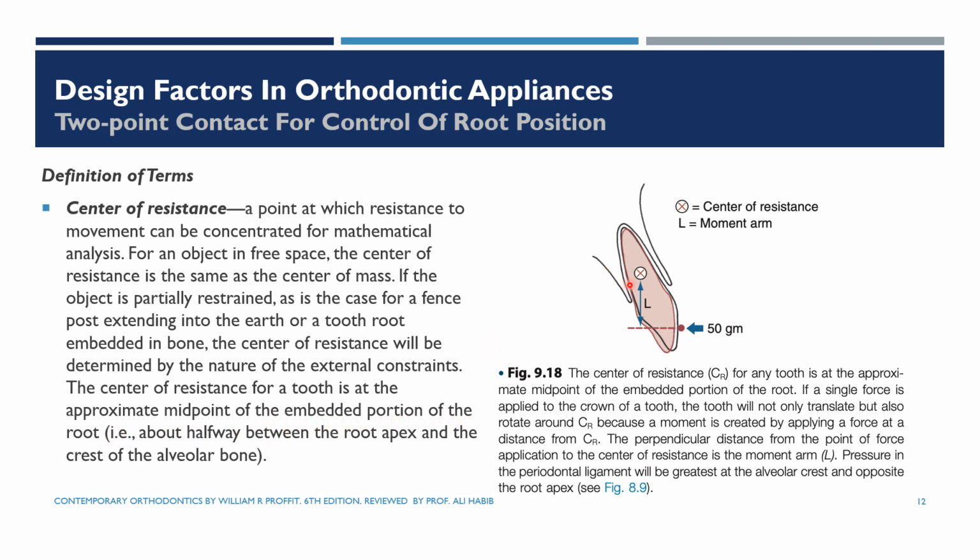So if we have a shorter embedded portion, like in cases with periodontal disease and bone loss, we expect the center of resistance to move more apically. So as I told you, this is our problem. When we apply force, we apply it at the level of the crown. That's why we apply it at a distance from the center of resistance, and that's why we expect to have tipping movement.